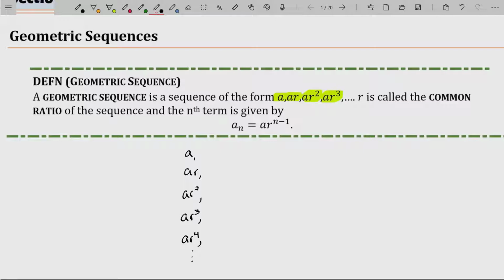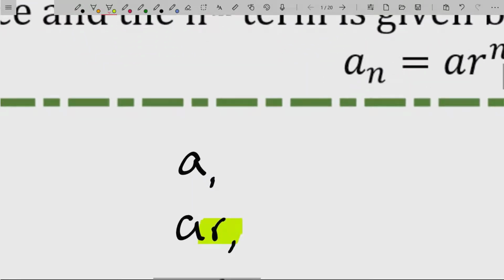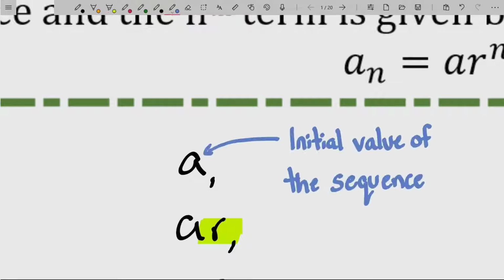r itself is called the common ratio. So this r is constant throughout, and it is the common ratio. It is the common multiplier, if you will. And the nth term of the sequence is given by a sub n equals a r to the n minus 1. I consider a itself to be the initial value of the sequence, so let me label that.